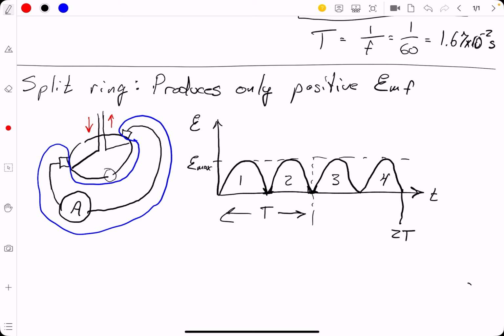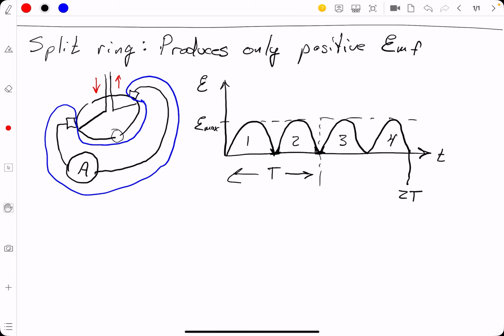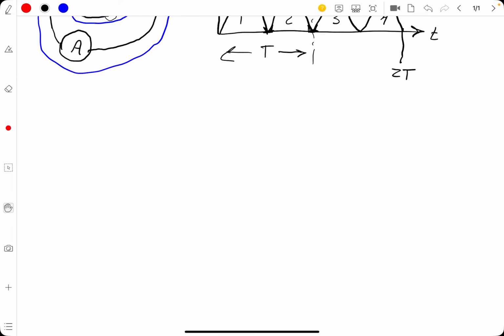So I think we should do an example, just so that we don't lose sight too much.